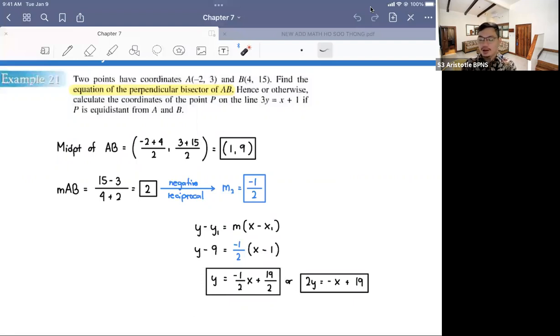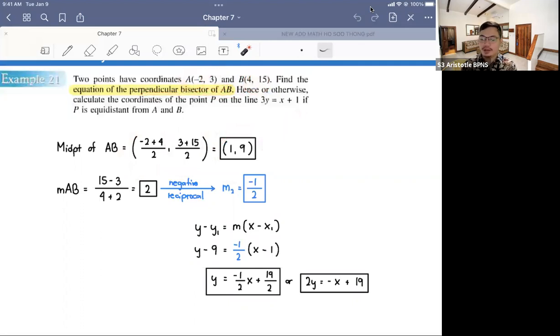Now, there are two questions here again, class. On the first question, you just basically need to find the equation of the perpendicular bisector of AB. So that's what we're going to do first, right? If you need to find the equation of the perpendicular bisector of AB, you need to find the midpoint of A and B. So negative 2 plus 4 divided by 2, and then 3 plus 15 divided by 2. And then your midpoint is at 1, 9.